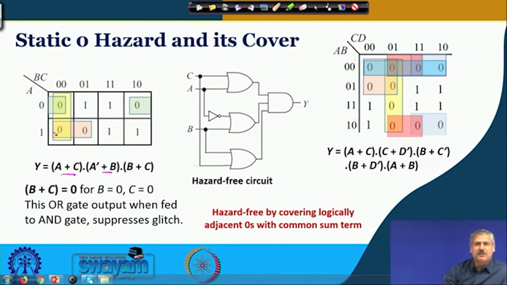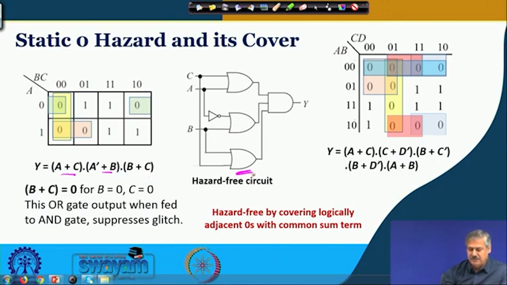These are the two terms, and the common term over here is b and c. So, we are forming a group of them, b plus c. When we form this term, it is a so-called redundant term in terms of the optimization problem, but together it solves the problem. It addresses the static 0 hazard. And how does the circuit change?